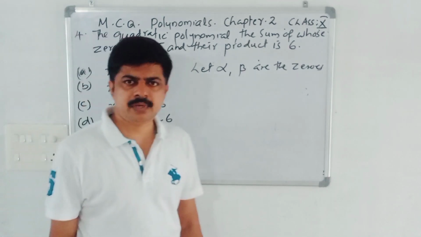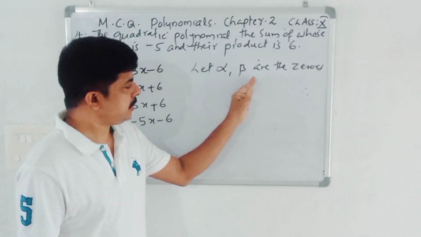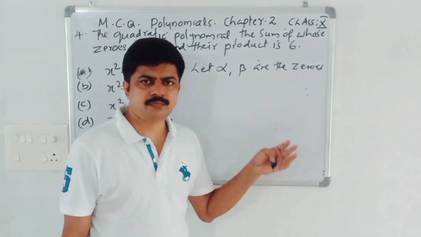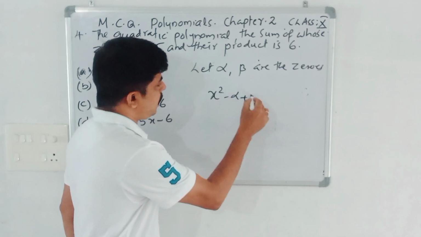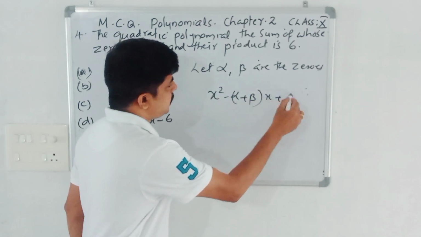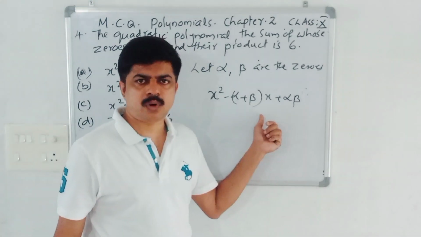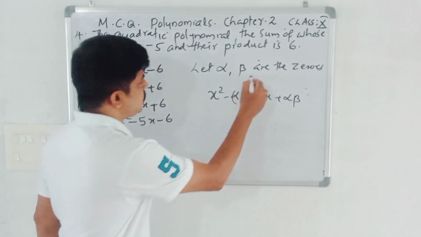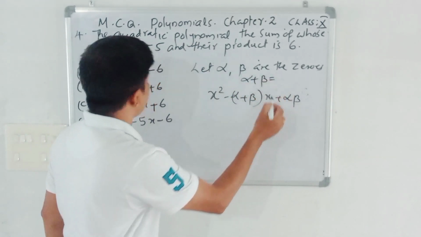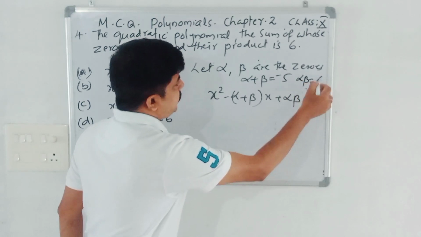Each quadratic polynomial will give you 2 zeros. They will be represented by alpha and beta. We can form the quadratic polynomial by using the formula x square minus alpha plus beta into x plus alpha beta. This is the formula to be applied. We are already given the sum of zeros, negative 5, and the product of the zeros, 6.